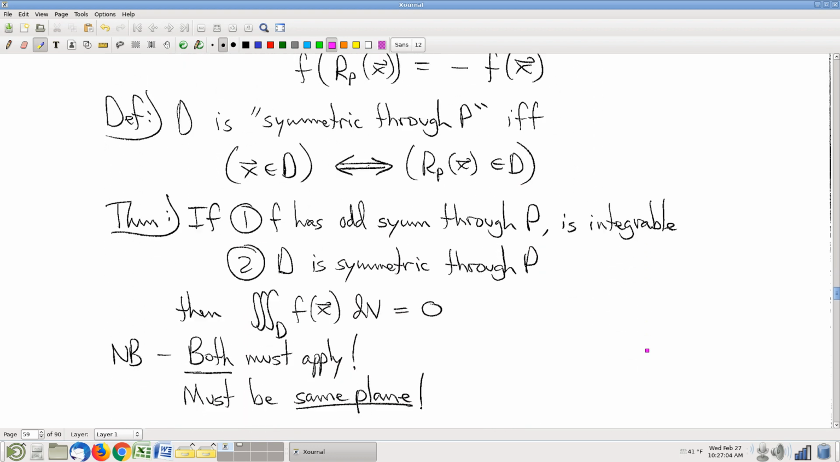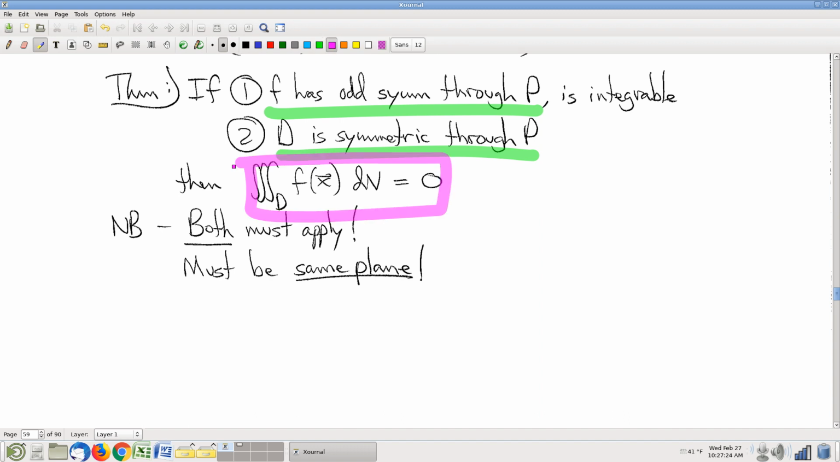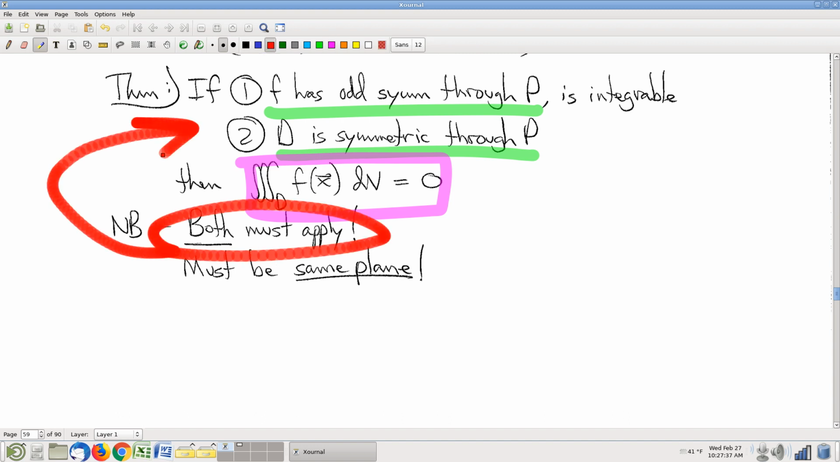And here's our big theorem. You could even probably guess what this theorem would say. If the function has odd symmetry through a plane, and the domain is symmetric through the plane, the integral is equal to 0. No slicing required, no anti-differentiation required. So, massive convenience. Same warnings that we had before. You have to have both of these apply. It is not good enough to have one.